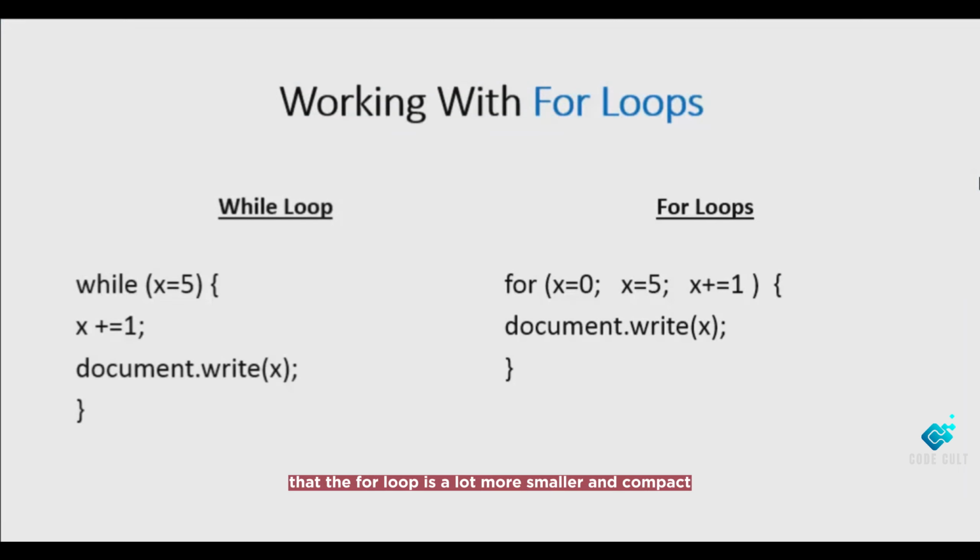You can see that the for loop is a lot smaller and more compact. This is why it is a very popular type of loop. Keep in mind, for loops are a little bit more complicated, so let's go over it bit by bit.